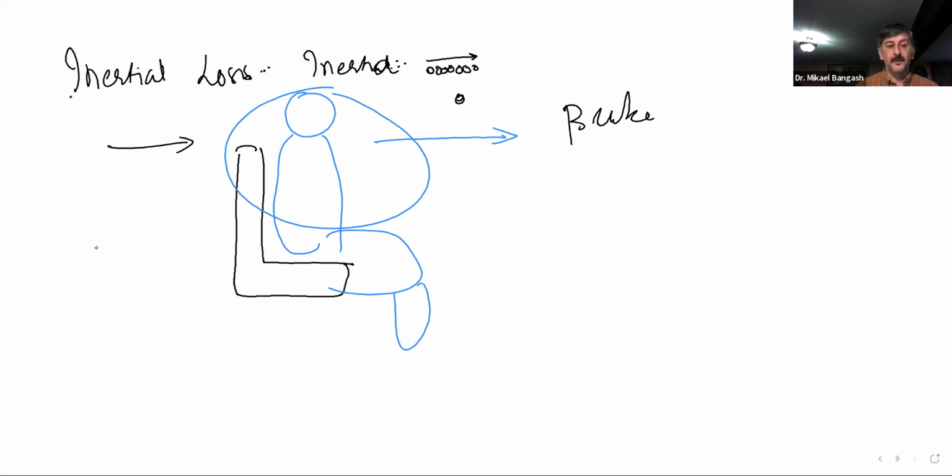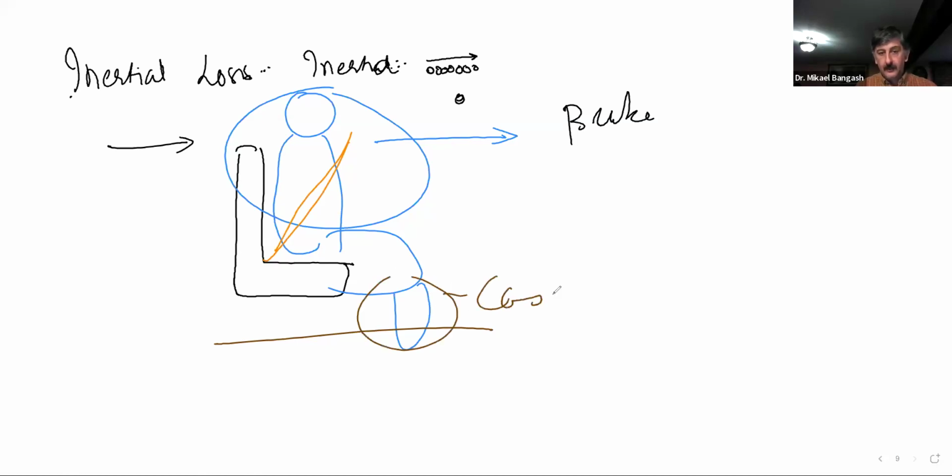What's going to prevent you from going like this is mainly, hopefully, your whole body having a seatbelt on. But if not, you would just go like this. Now, guys, that's mainly because your lower part of the body, as the brakes are applied, comes to rest. Well, this part of your body is still in motion.